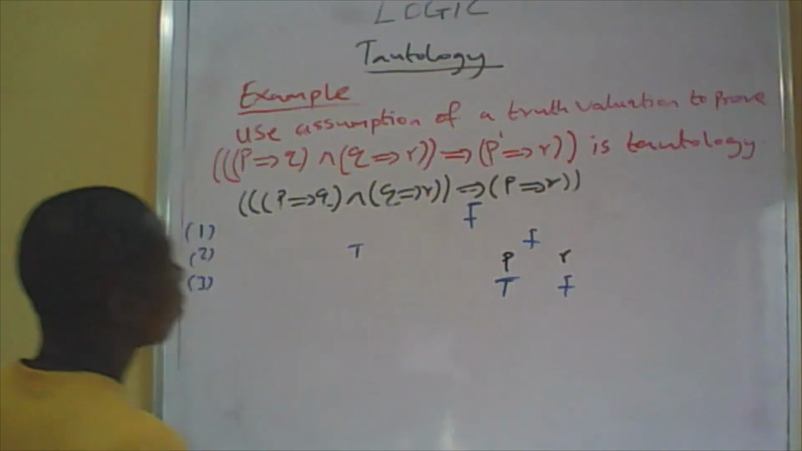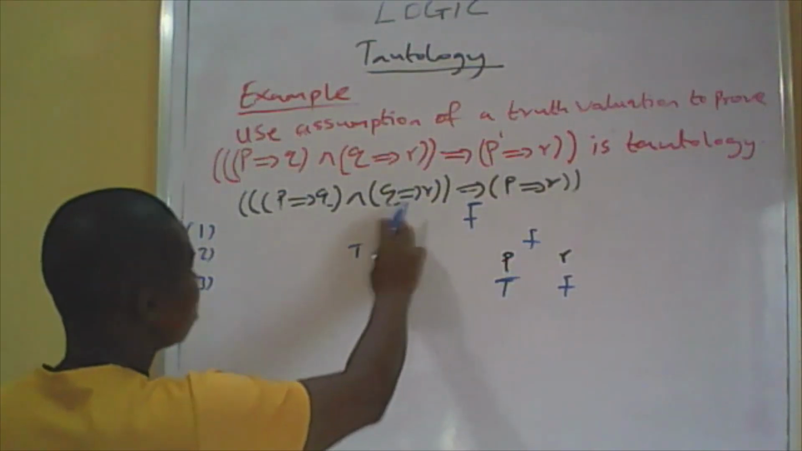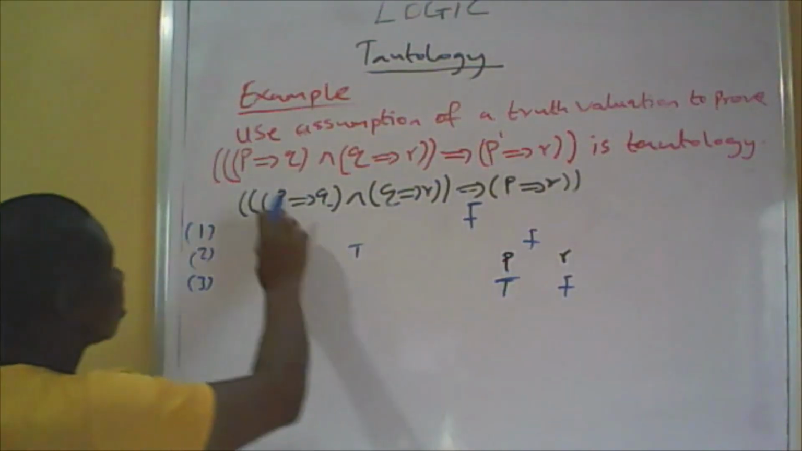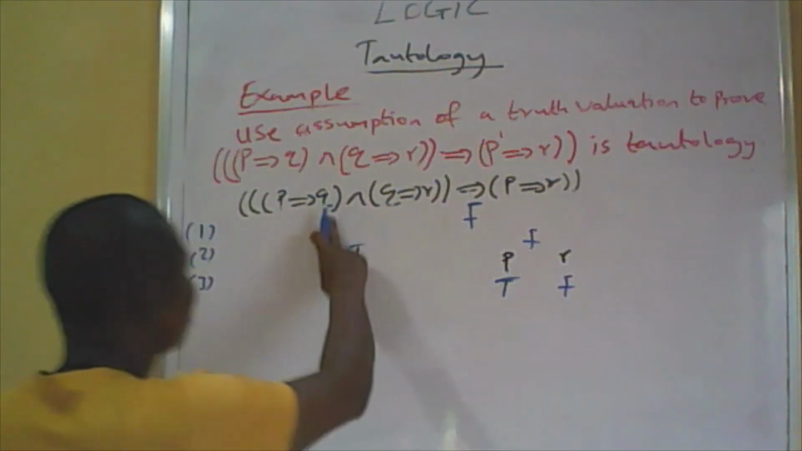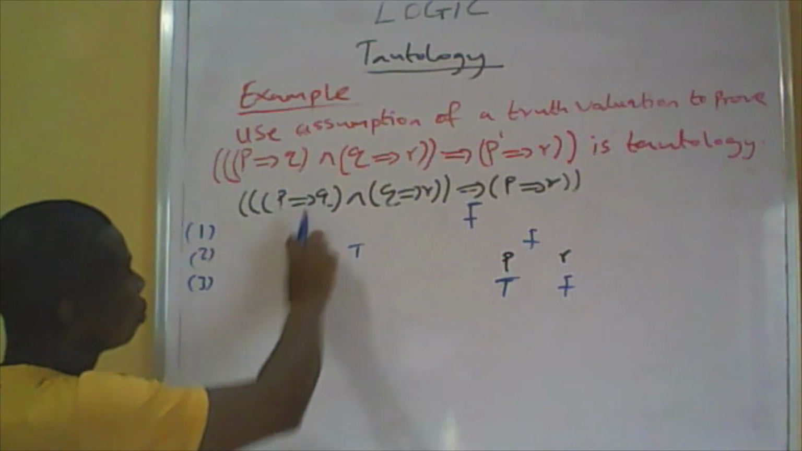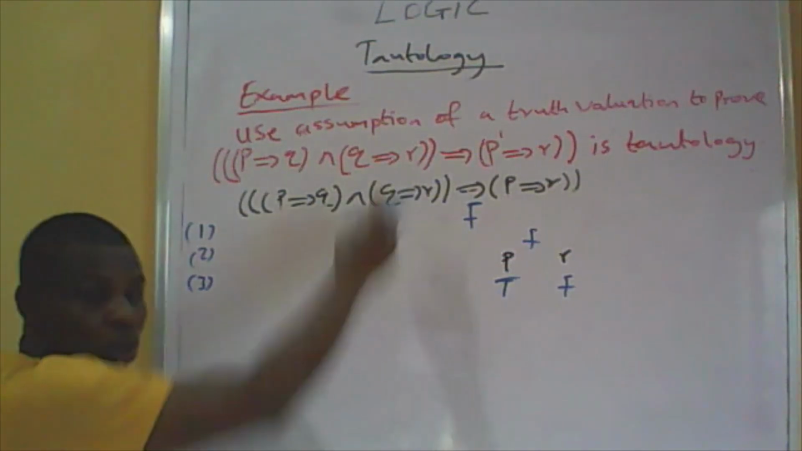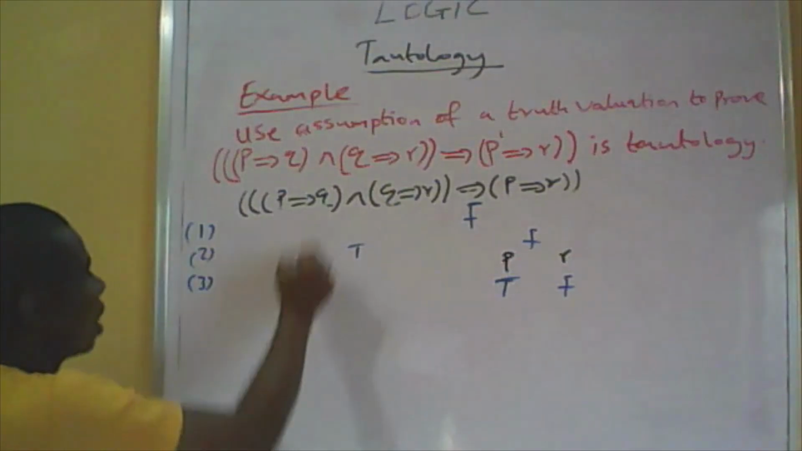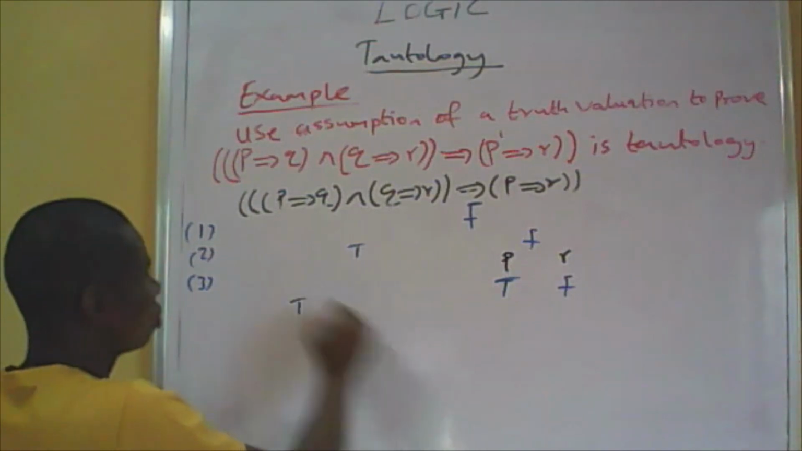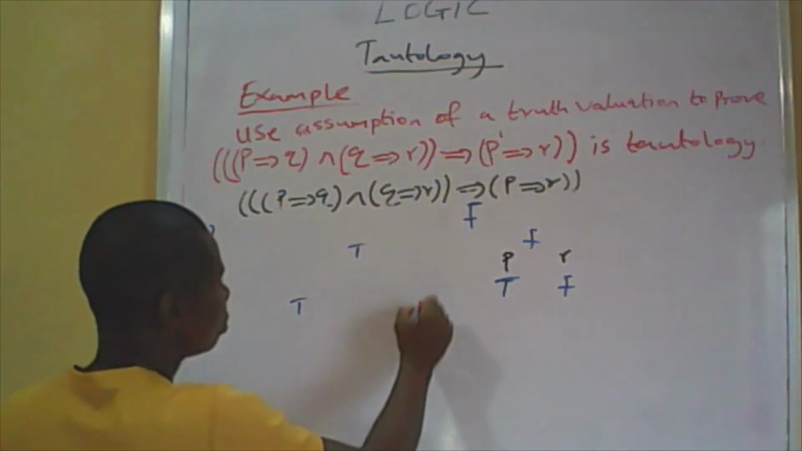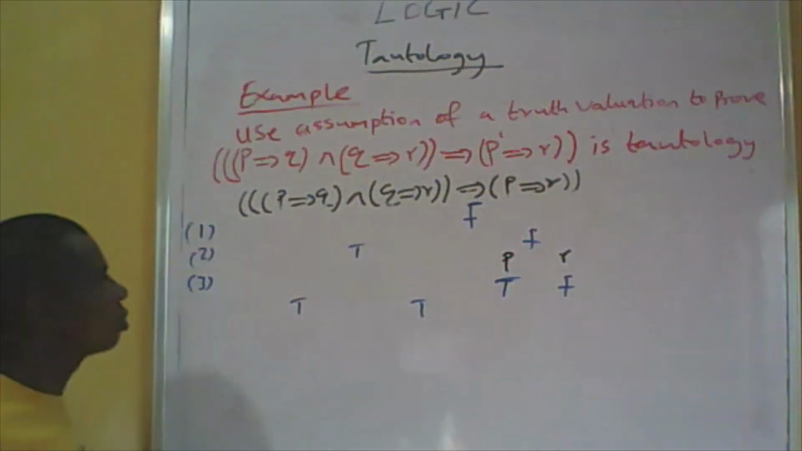Then we come here, having known that this one, P implies Q, will be true. This one is true. That means here must be true, here must be true. The two conjuncts must be true. That means here is going to be true, here also will be true. This statement will be true, this statement will be true. So it can be true.